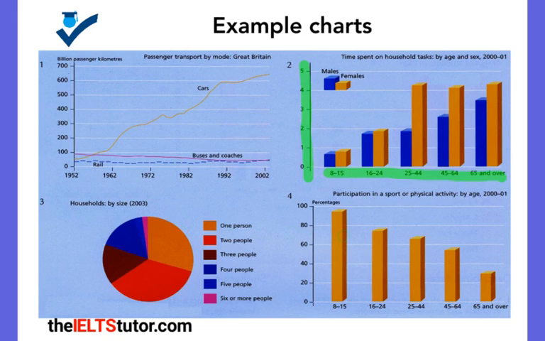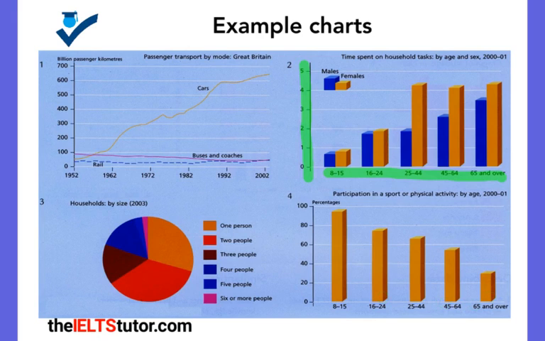What about chart number 4? How are we going to say that? How are we going to introduce this? You could say that the chart shows, because the numbers reveal an average, so we could say the chart shows the average number of UK citizens of different age groups who participated in sport or physical activity between 2000 and 2001.